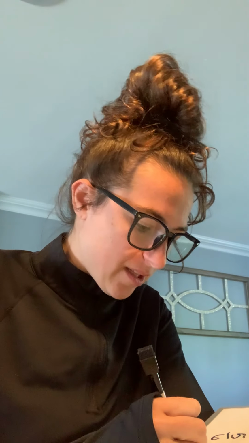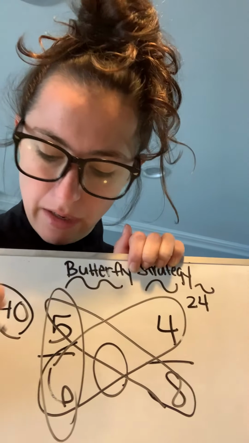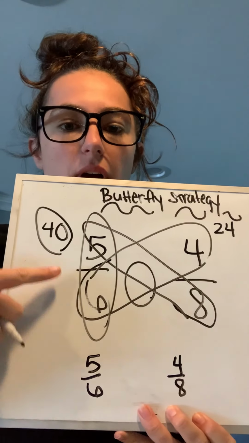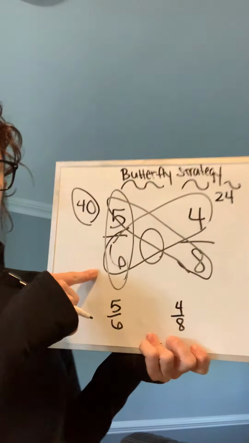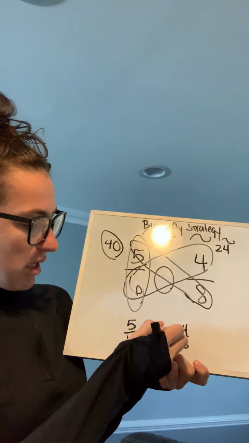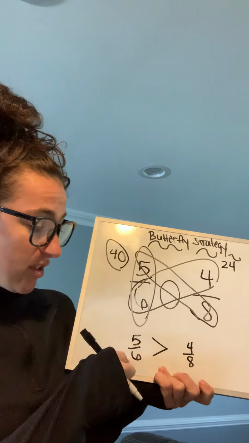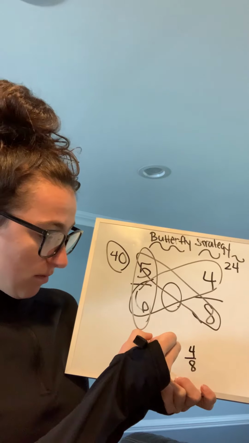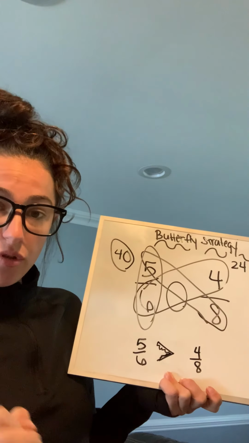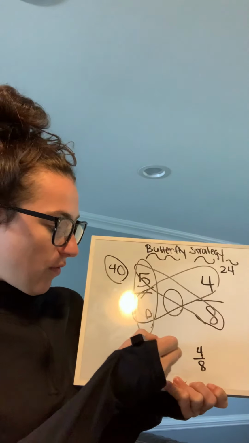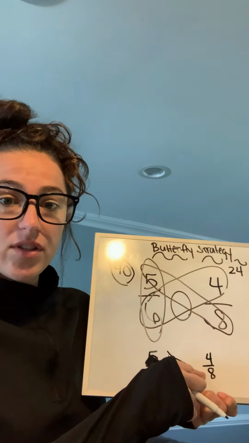So now I'm going to rewrite this because sometimes with all the cross multiplying, the butterfly gets in the way. So now we're agreeing that 40 is greater than 24. So 5/6 is greater. Now when I draw my symbol, the opening, the mouth part, is going to face 5/6 because 5/6 is greater than 4/8. Here's a little mouth, if that helps you remember. So 5/6 is greater than 4/8.